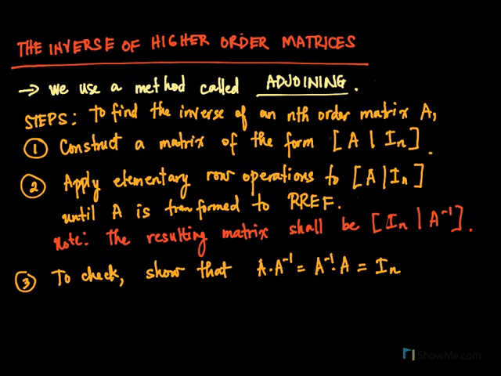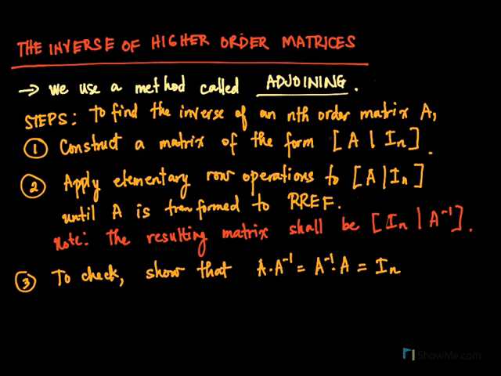Okay, so to find the inverse of an nth order matrix A using the adjoining method, what we do is we construct a matrix of the form A concatenated with I_n. So pag sinabi mong concatenation, it's like combining two matrices into a single matrix. So in this case, horizontally ididikit natin, parang idudugtong natin si identity matrix I sub n kay A. So kung ano yung dimension ni A, kung ano yung order ni A, yun din yung order ng identity matrix natin. So para siyang augmented matrix, right?